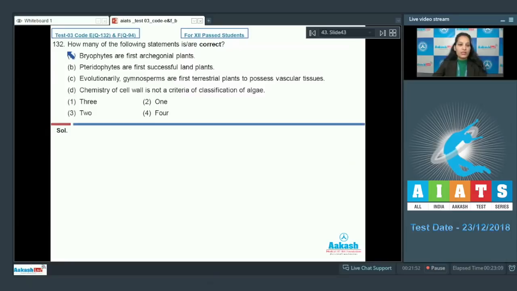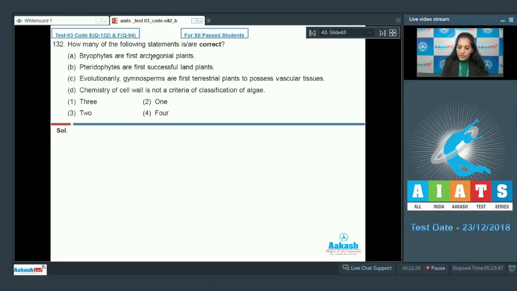Question number 132. How many of the following statements are correct? Statement A. Bryophytes are first archegonial plants. B. Pteridophytes are first successful land plants. C. Evolutionarily, gymnosperms are first terrestrial plants to possess vascular tissues. D. Chemistry of cell wall is not a criteria of classification of algae. Option first 3, second 1, third 2, fourth 4. So you have to find out how many of the given statements are correct.